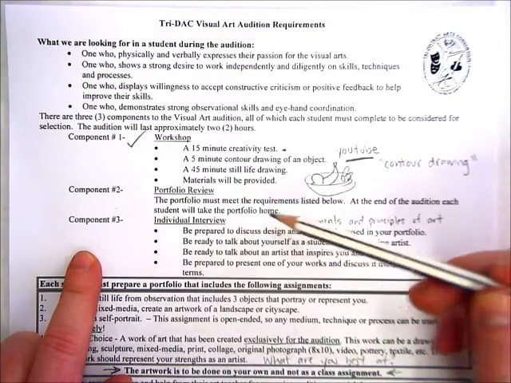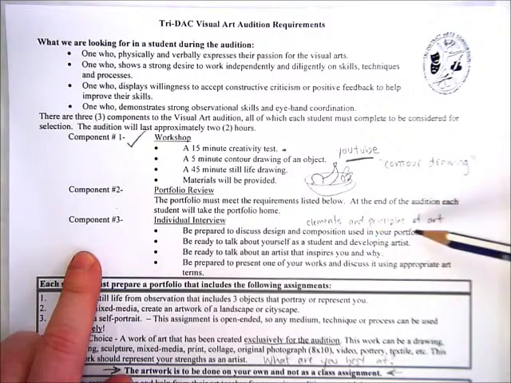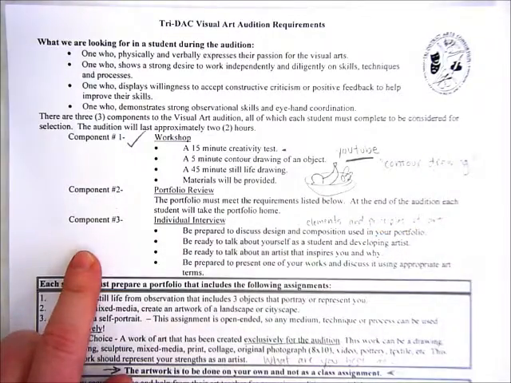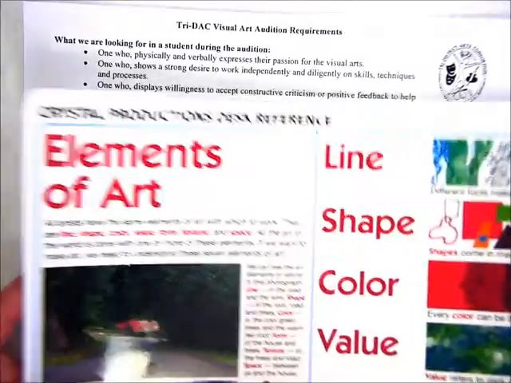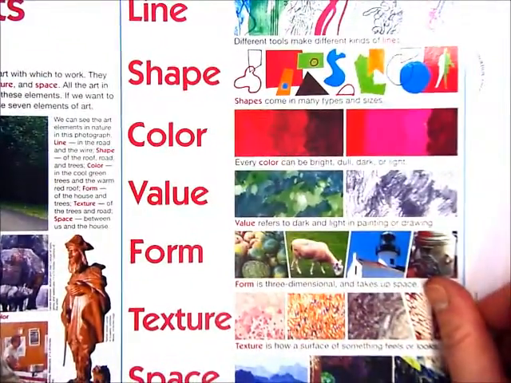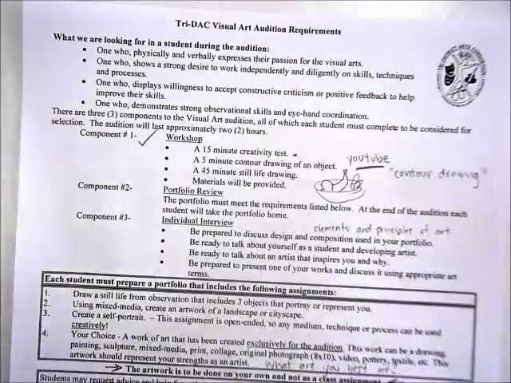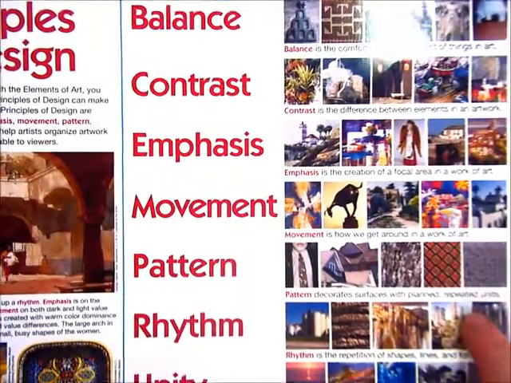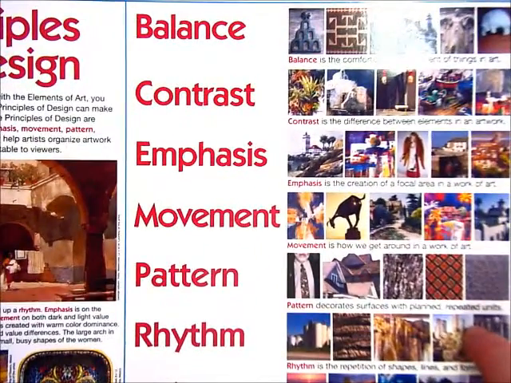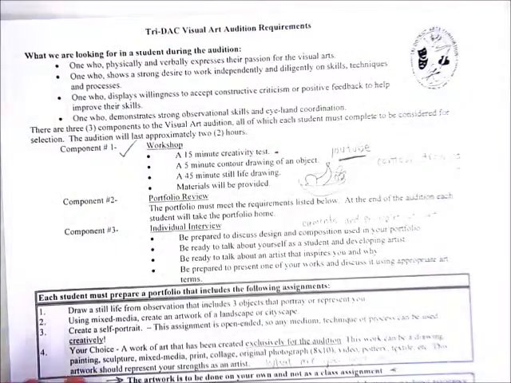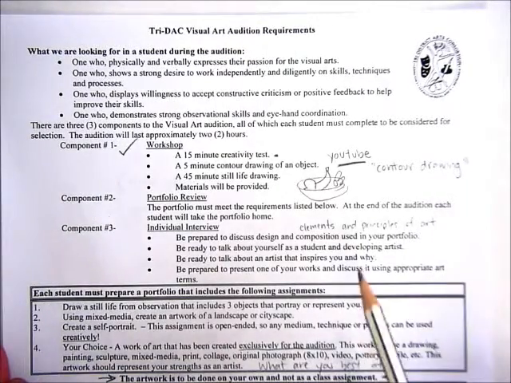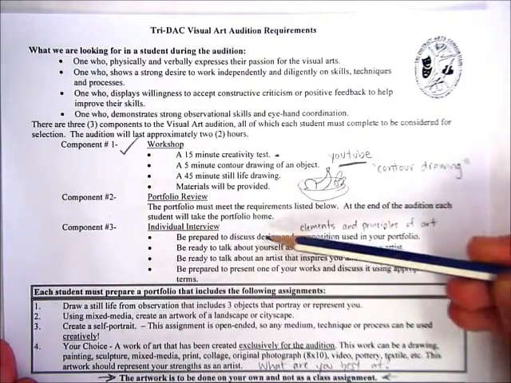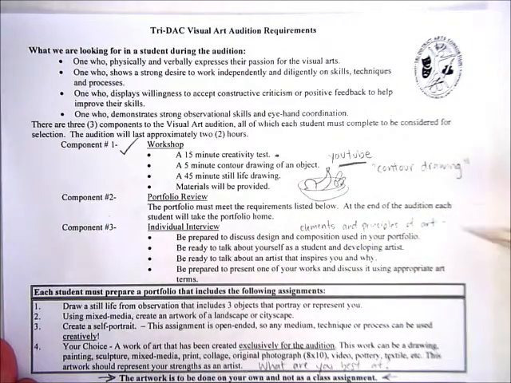We'll come back to component 2, and let's talk about the interview. It says, be prepared to discuss design and composition used in your portfolio. So what they're talking about there is the elements of art, and you guys know these. They're going to want you to talk about those in your artwork, and the principles of design, okay? And you are familiar with those as well. And again, if you have any questions about any of these things, use the internet as a resource. But you guys know these things. They're looking to see that you can use the vocabulary that comes along with art. So design and composition. Think about the elements and principles of art, using those to describe your work.